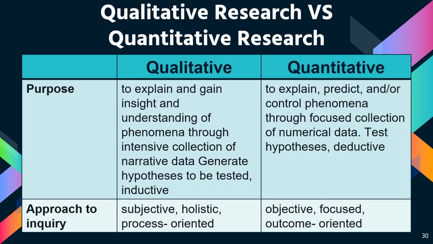As to purpose, a qualitative research aims to explain and gain insight and understanding of phenomena through intensive collection of narrative data. It generates hypotheses to be tested and is inductive in nature. On the other hand, a quantitative research as a purpose aims to explain, predict, and/or control phenomena through focused collection of numerical data. You need to test hypotheses, and it is deductive in nature. As to approach to inquiry, qualitative research is objective, holistic, and process-oriented, unlike quantitative research, which is objective, focused, and outcome-oriented.